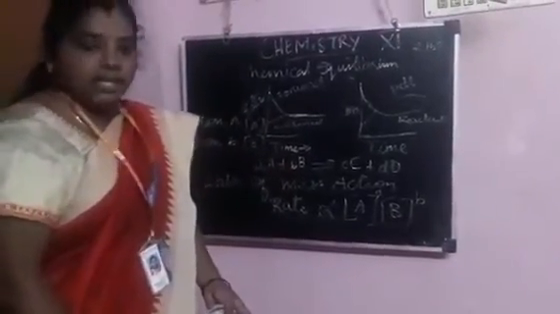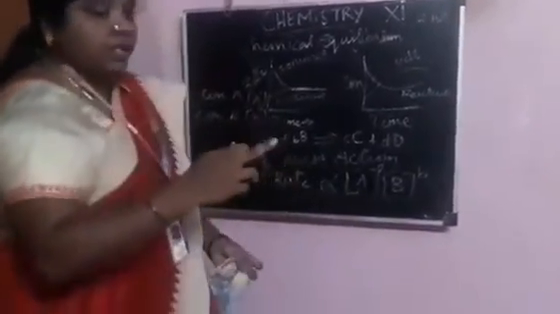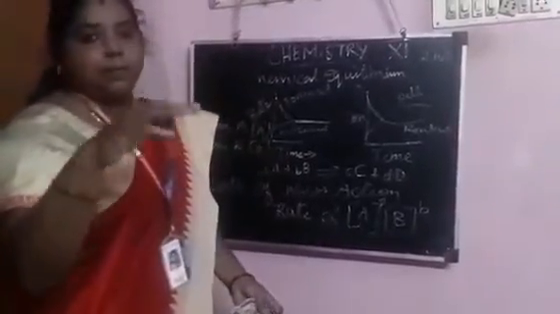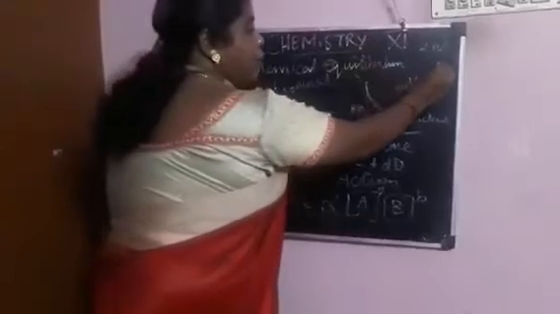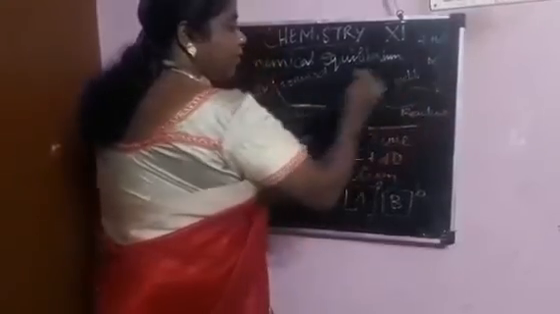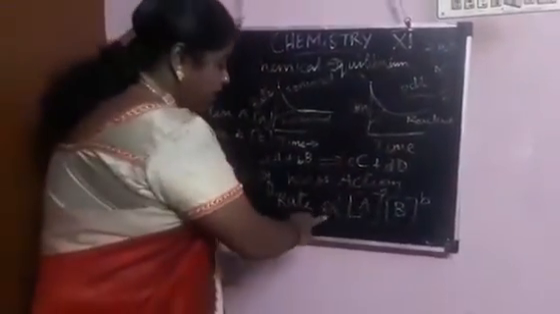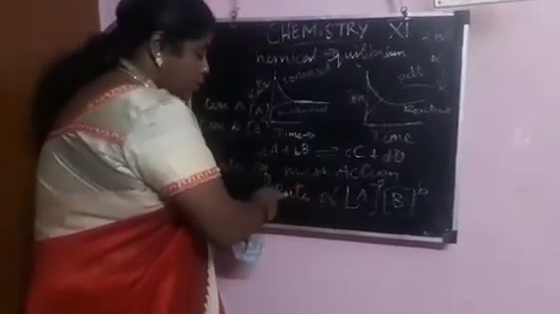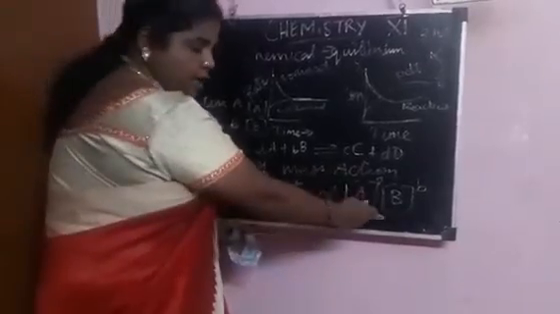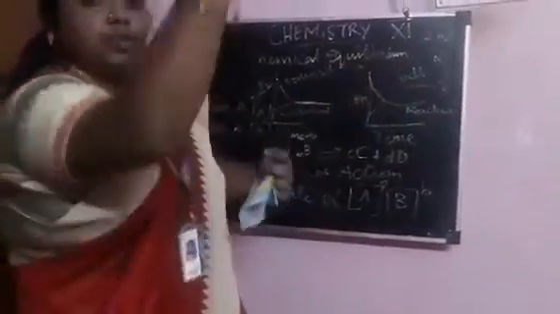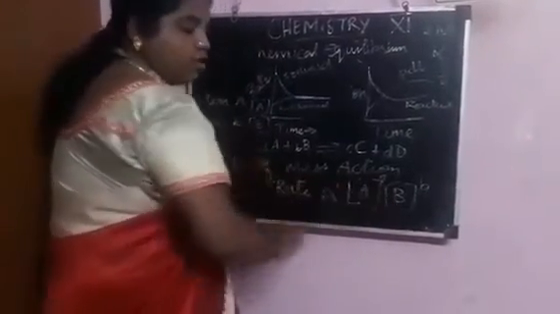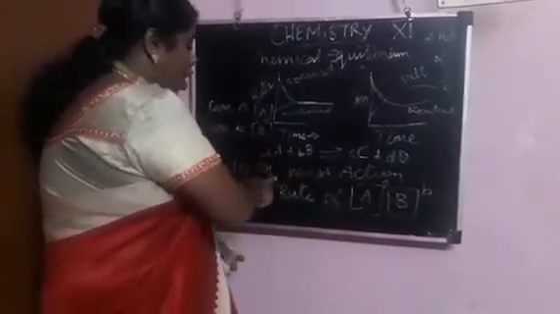The law of mass action says the rate of the reaction is directly proportional. You should know what is meant by directly proportional and inversely proportional. Directly proportional, written with the proportionality symbol, means if this increases, the other also increases; if this decreases, the other also decreases. Inversely proportional means the reverse order: if the reactant side increases, the product side decreases. Now we see the law of mass action.